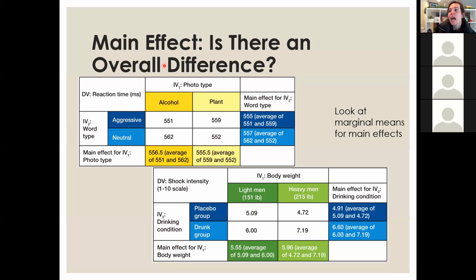Let's do the other one. Is there a significant difference if you are cued with an alcohol photo versus a plant photo in your reaction time of words? Okay, so you do 551 plus 562 divided by 2 is 556.5. Same here. 559 plus 552 divided by 2, we get 555.5. This is the difference. Now, what do we think? Is there a main effect? Do those numbers differ greatly?